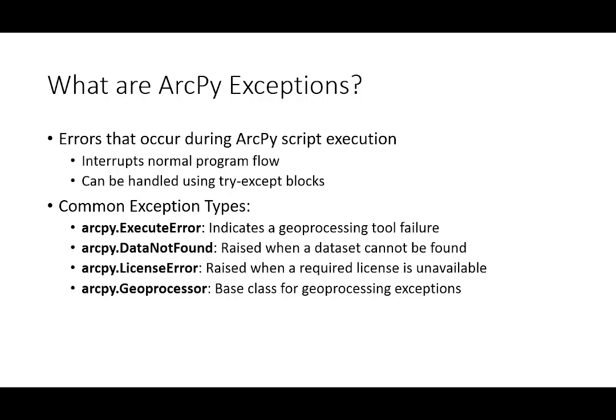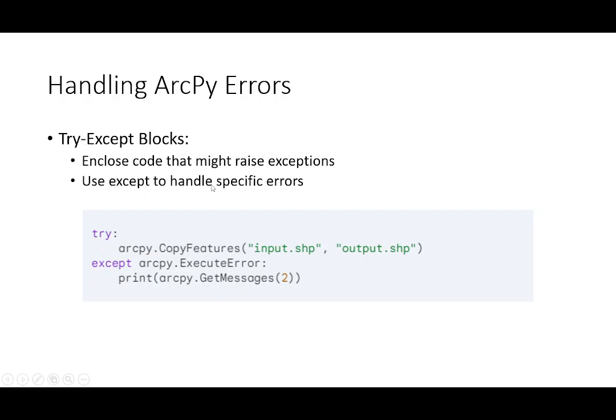ExecuteError indicates that a geoprocessing tool has failed in the ArcPy environment. DataNotFound is pretty much what it means: it just means that the dataset is missing. The LicenseError occurs when a required license is unavailable. And in practice, the GeoprocessorError, because it's the base class for a geoprocessing exception, you really shouldn't encounter that much. But if you do, it's always a good practice just to handle it. Knowing what these exceptions are saying, as we'll get back to, is very important, so you need to know how to handle them properly.